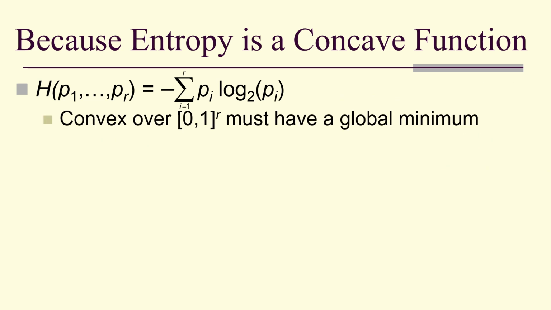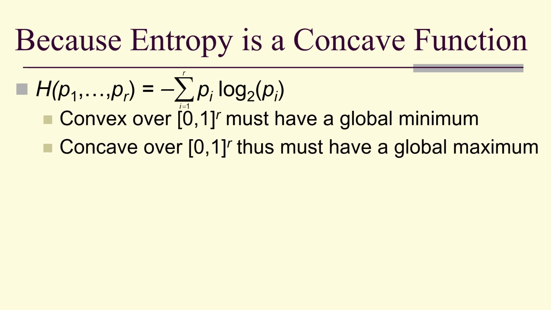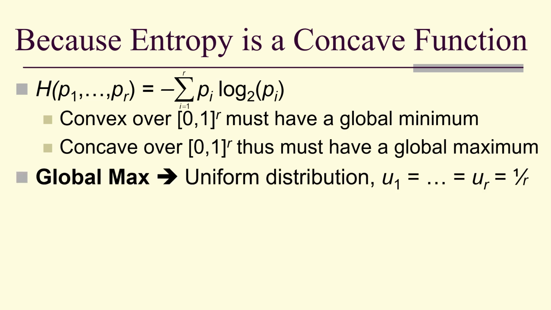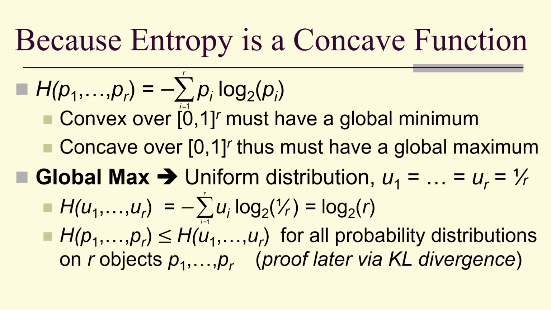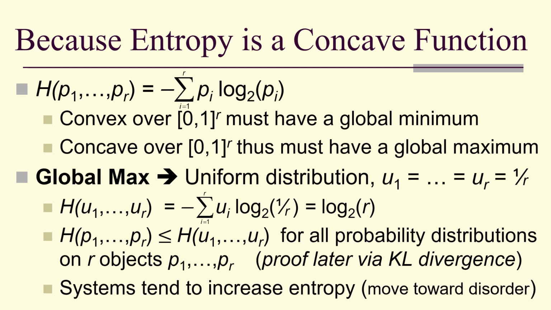So convexity means we have a global minimum. Concavity means we must have a global maximum. The global max, in fact, is the uniform distribution. So remember that if all these u's are equal to 1 over r, then our entropy is the log base 2 of r. And the entropy of any other probability distribution is less than or equal to the entropy for the uniform distribution. Systems tend to increase in entropy or move toward disorder.